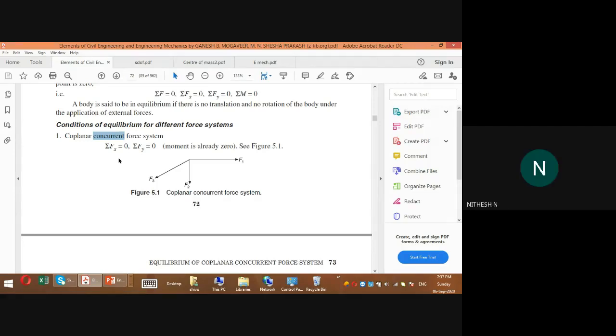Yes, sir. So rotational effect is not possible in such a case. Only translation of the object is possible. There is no rotational effect. Whenever it is mentioned as a concurrent force system, the value of moment is already 0. So only translation is possible, which means you can use summation of Fx equal to 0 and summation of Fy equal to 0. Only two conditions of equilibrium exist for coplanar concurrent.